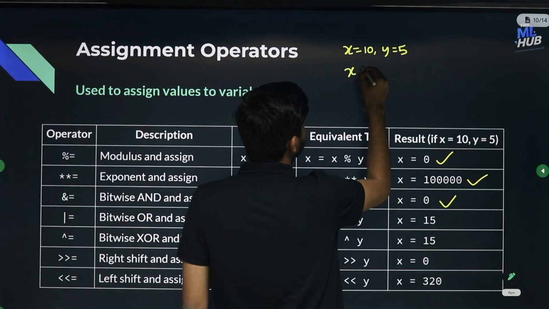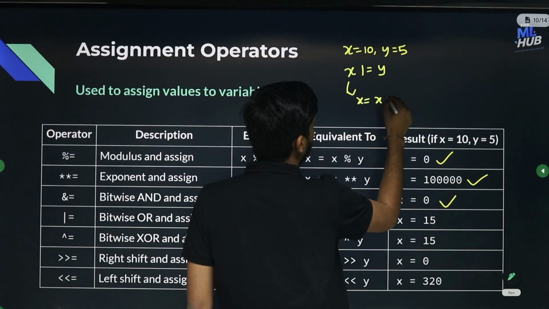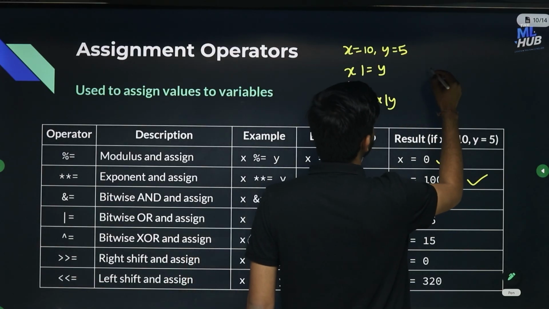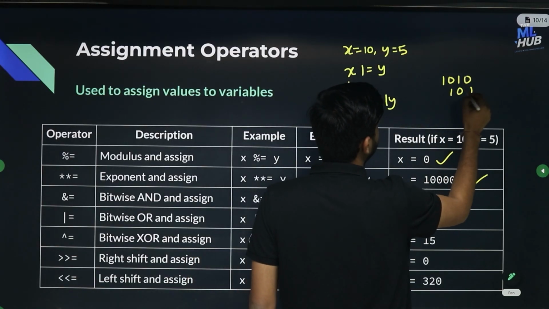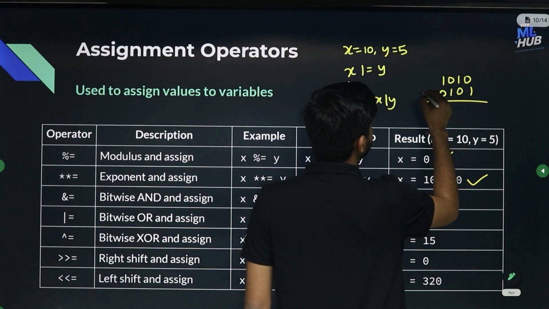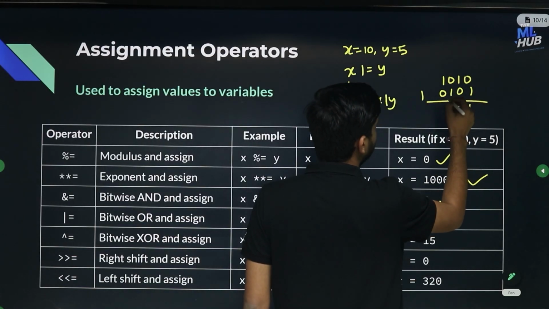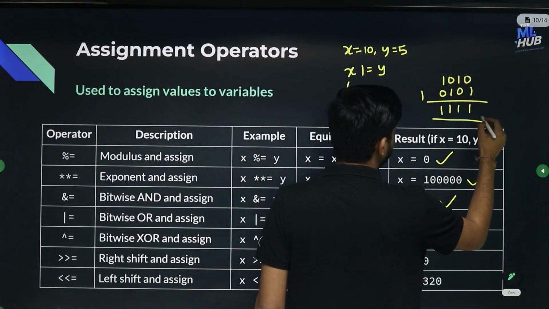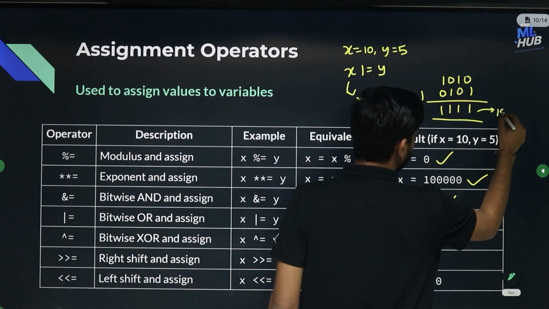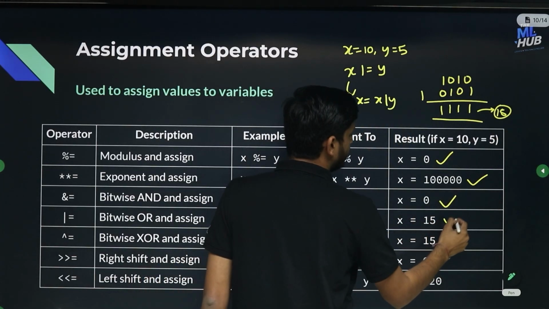So if I do x OR equal to y, it is equivalent of writing x equal to x or y. So binary of x is what? 1010. Binary of y is what? 101. And if you do a bitwise OR in between them, 0 or 1 is 1, 1 or 0 is 1, 1 or 0 is 1, 1 or 0 is 1. So this is the binary of what? 15. This is the binary of 15. So at the end, x will be assigned the value 15.